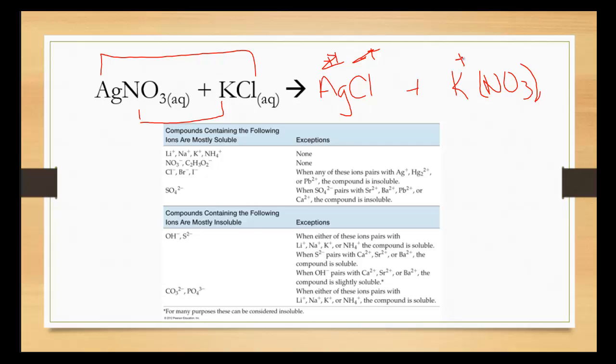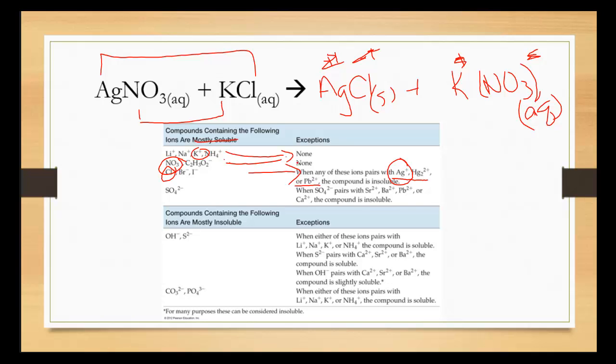Now let's take a look at our solubility rules. Chlorine is here. It's mostly soluble unless it's paired with silver, mercury, or lead. Well, since it's paired with silver here, that means that's going to be insoluble, which means it's going to be a solid. Potassium is here. It has no exceptions. It's going to be aqueous no matter what. I could have also looked at the NO3, which also is soluble.